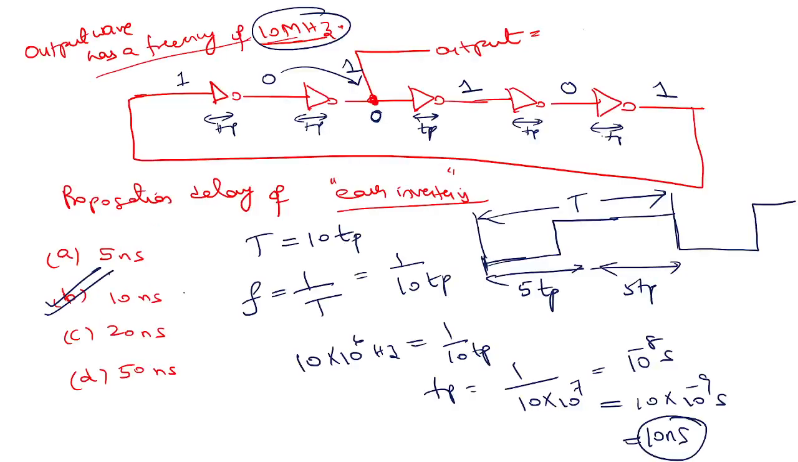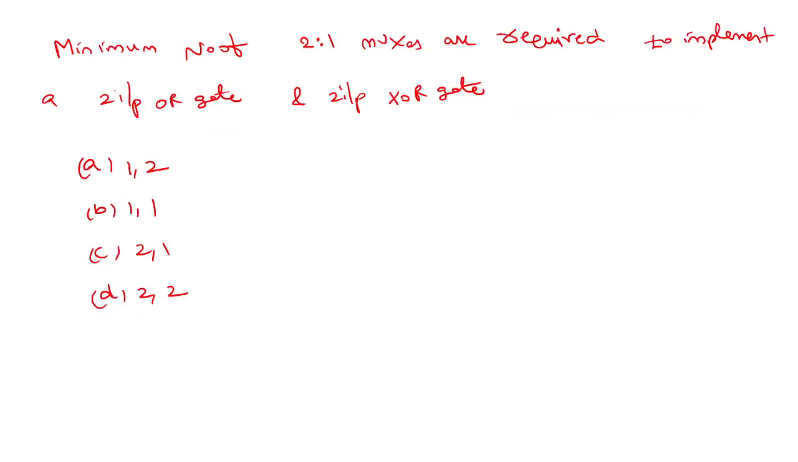Okay. So these are the typical problems that I found in previous GATE questions, which I thought you might need to refresh on so that it will be proper. Right. Do this one. Minimum number of 2 by 1 muxes required to implement a 2 input OR gate and a 2 input XOR gate. You need to use only muxes.